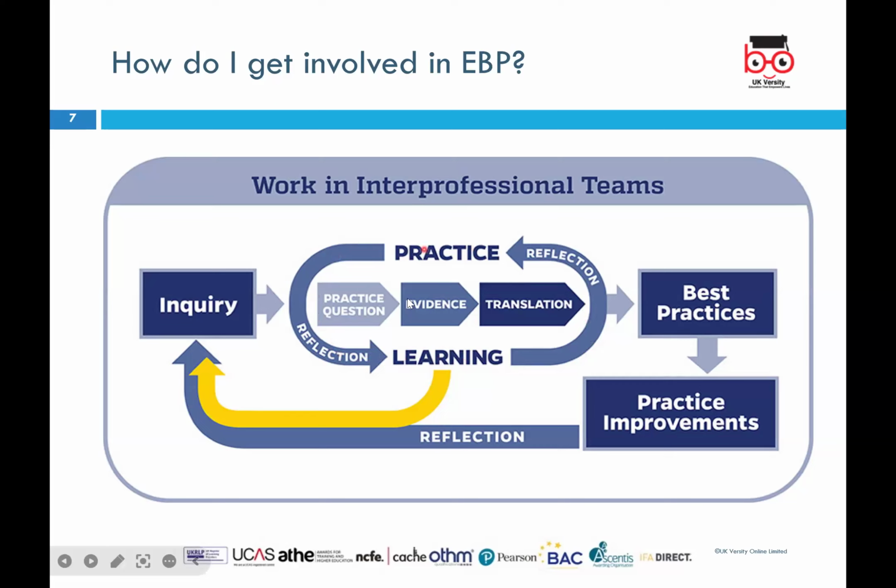And at the end, that leads to best practices, further leading to practice improvements. Even if you have practice improvements, you then again go to reflect. Okay, and then you have more inquiries. And learning out of this cycle also leads to more inquiries. So reflection is a part of almost every practice that you do if you need to do it evidence-based. Okay, I hope that's clear.